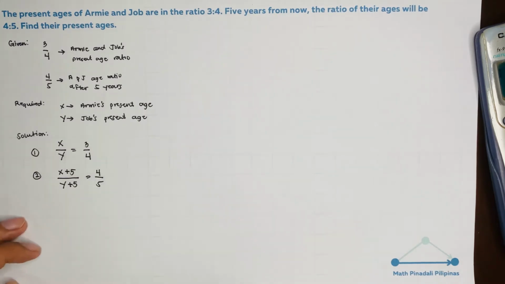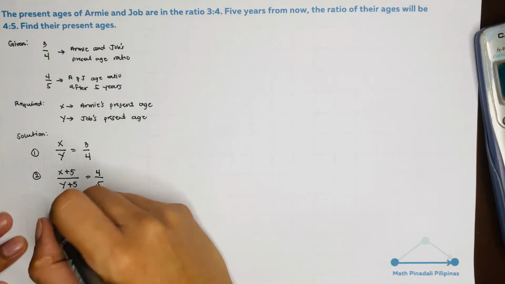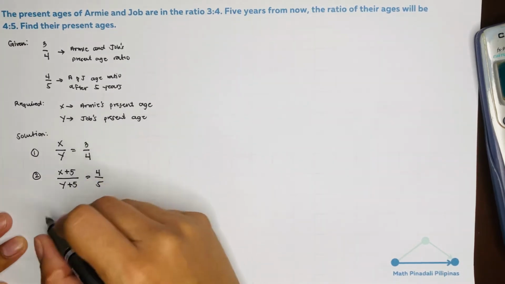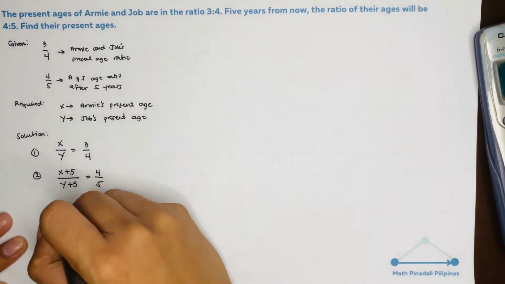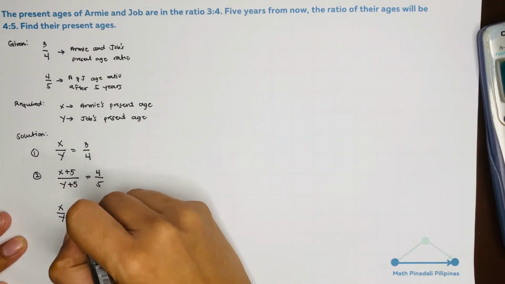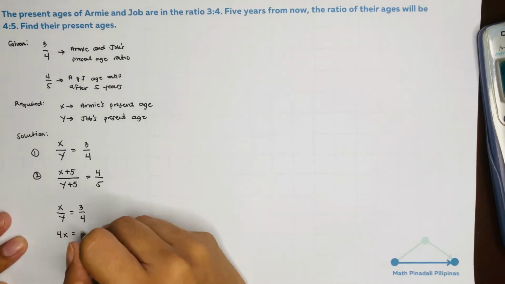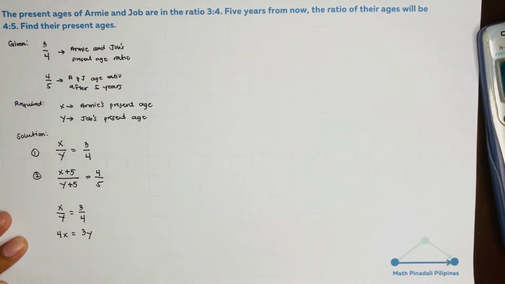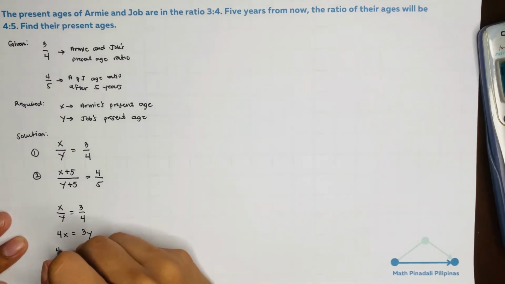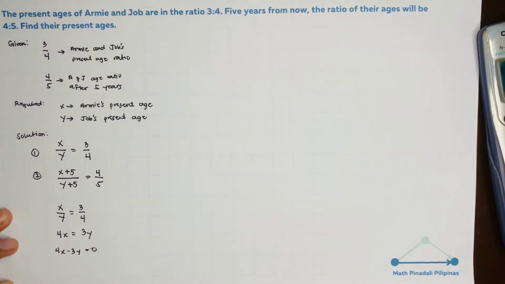Okay, so we have two equations and we have two unknowns, X and Y. Let's simplify our first equation. Going to our first equation, we have X over Y is equal to 3/4. Simplify, we have 4X is equal to 3Y. Let's write it in standard form. We have 4X minus 3Y is equal to 0. Okay, so this is our first equation.